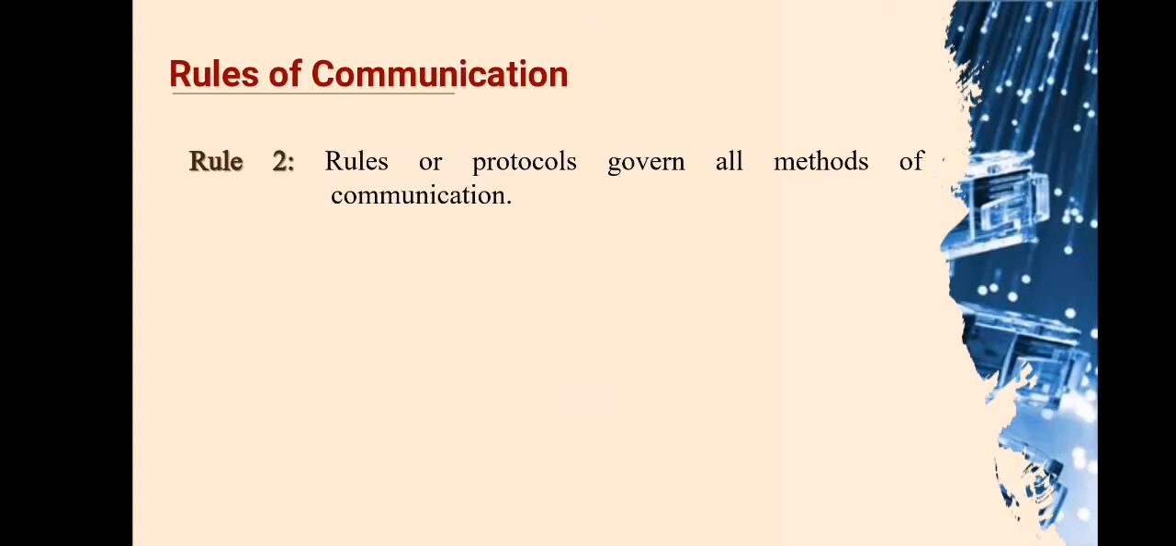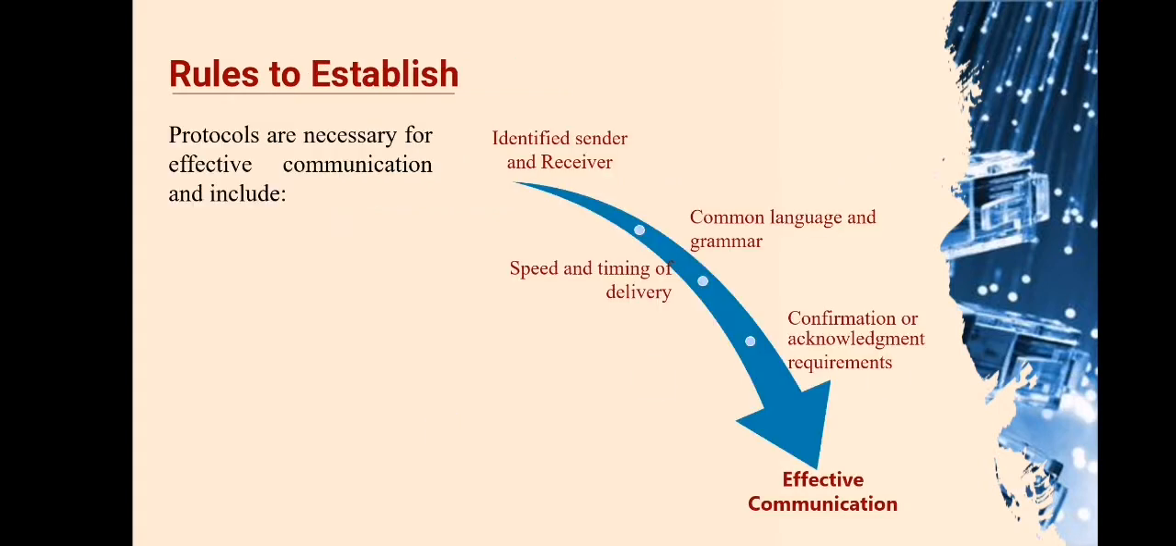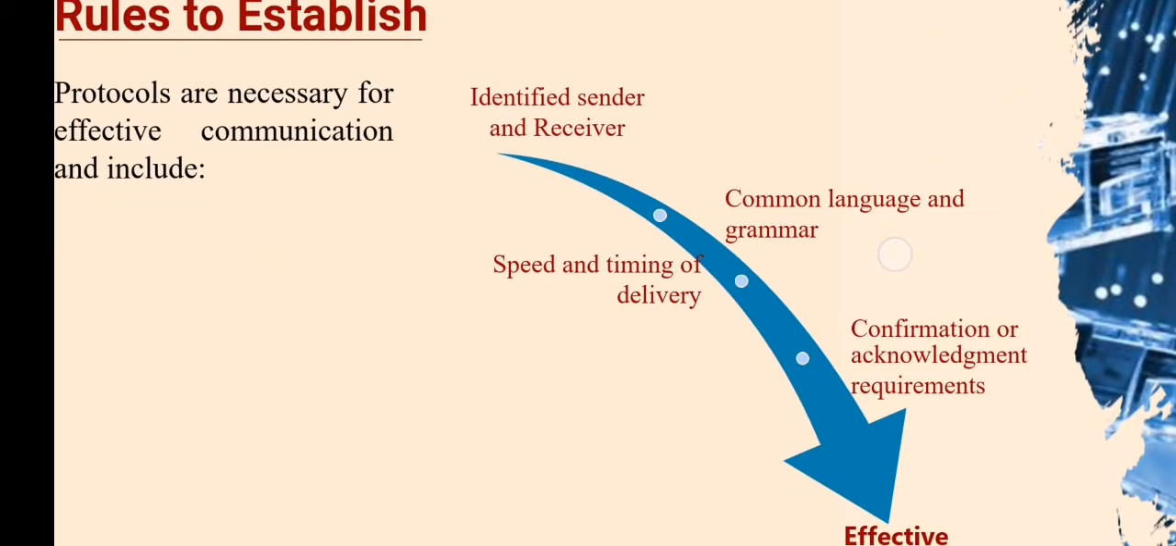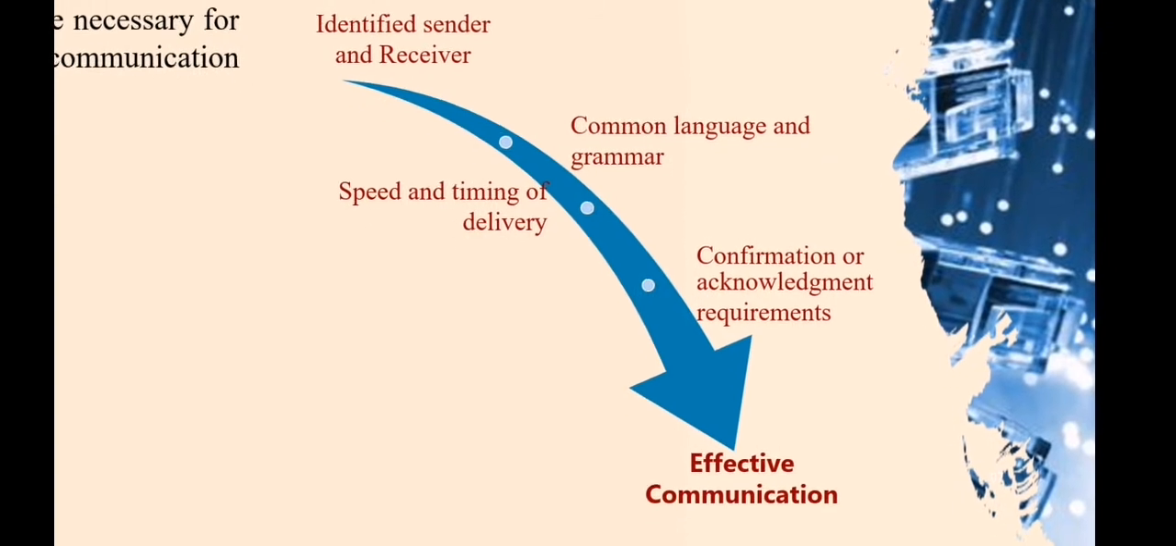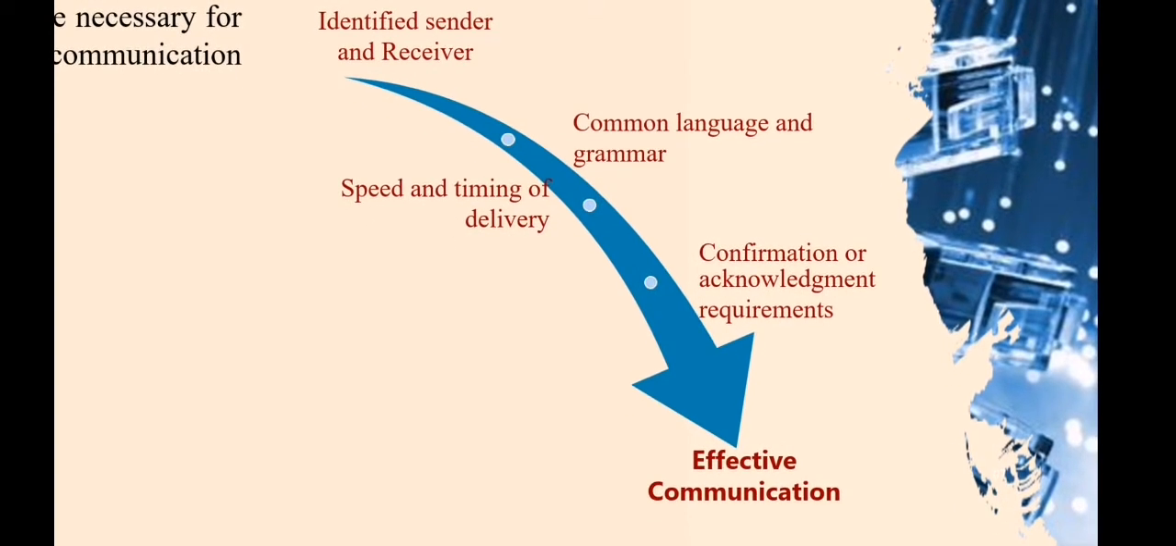The next rule is protocols govern all methods of communication. The next is establishing rules. Protocols are necessary for effective communication, and in order to achieve this, sender and receiver must be identified. Common language and grammar must be observed.